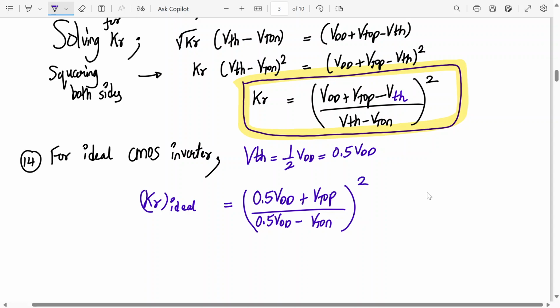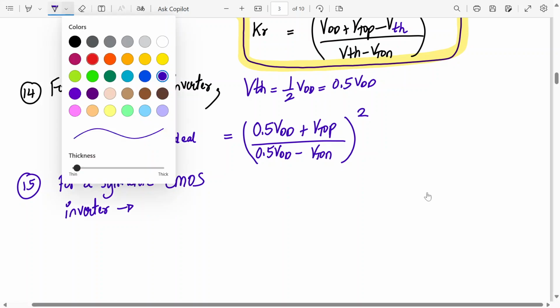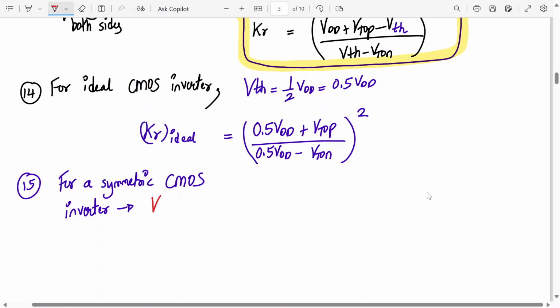the whole square. Now, if we want to find Kr for a symmetric CMOS inverter, what do you mean by a symmetric CMOS inverter? Their threshold voltages are the same in magnitude. That means VTO is equal to Vton is equal to minus of Vtop. Magnitude wise all are the same. So what will be the formula for Kr for a symmetric, ideal symmetric inverter?